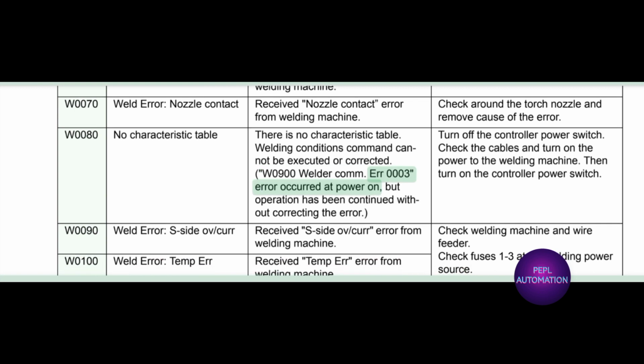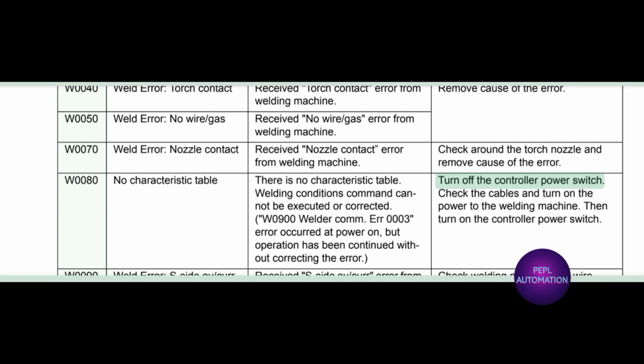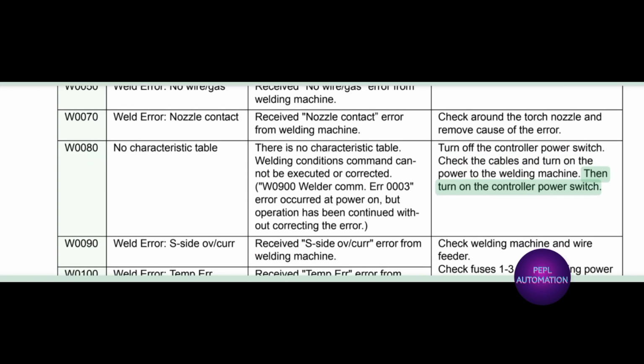Error0003, error occurred at power on, but operation has been continued without correcting the error. Turn off the controller power switch. Check the cables and turn on the power to the welding machine. Then turn on the controller power switch.